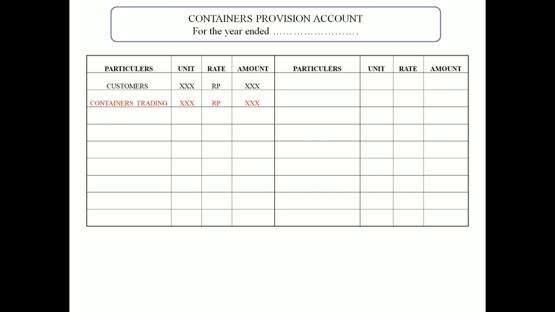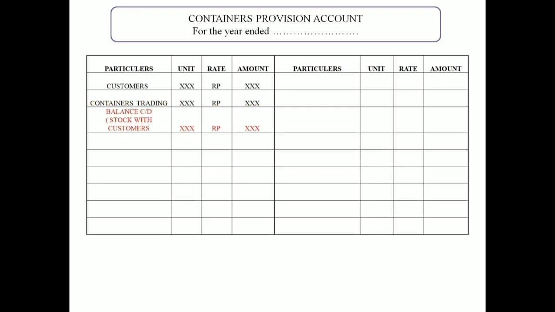You also have to assess the containers trading on RP, that is, returnable price. The third item is balance carried on, stock with the customers. Stock with the customers is the amount of stock that has been kept with the customers. That is also assessed on the basis of returnable price. On the credit side, the balance brought down, that is the opening balance of containers with the customers, is also assessed on the basis of returnable price.